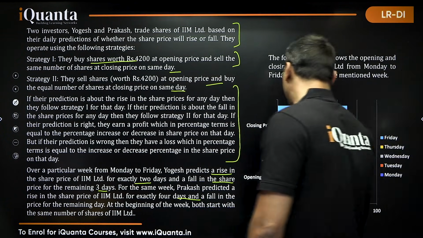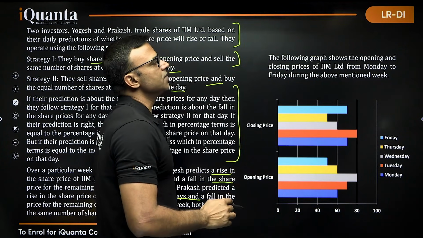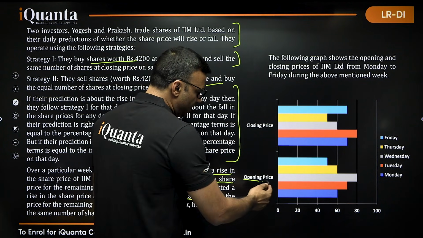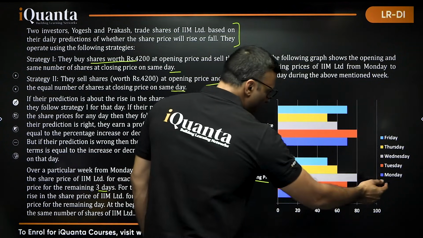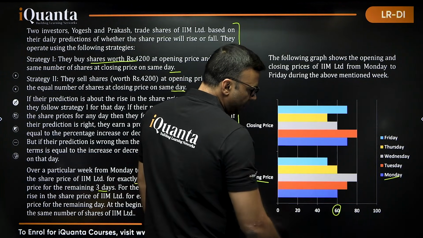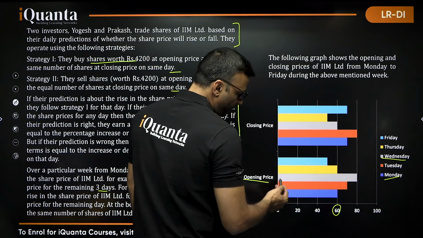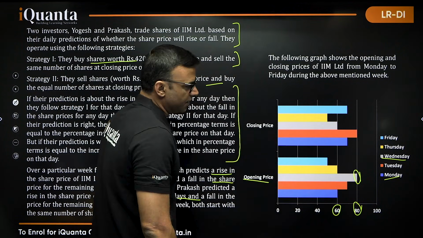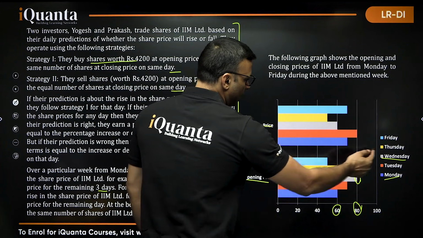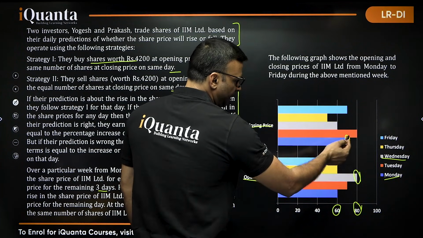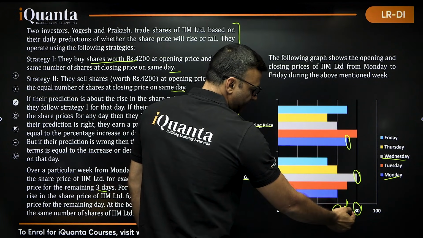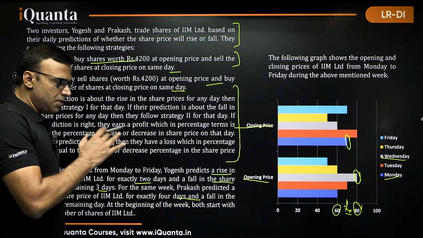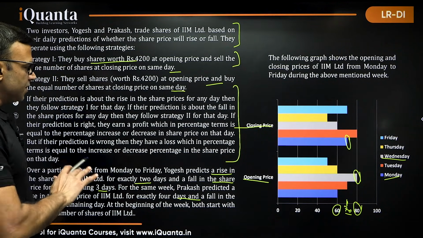This table gives us the following graph, which shows the opening and closing price of IM Limited from Monday to Friday during the above mentioned week. So for example, if I look at it, the opening price on Monday is 60, right? The opening price on Wednesday, look at the color, this is grayscale, this is gray, this one is 80, and so on and so forth. The closing price on Monday is this one, which is between 60 and 80, that means it is 70, right? So we are clear about the information given, we are clear about the graph that is given. Fine, so this looks like a very simple question.